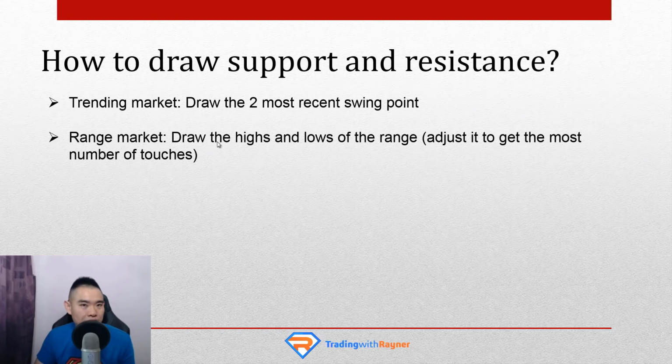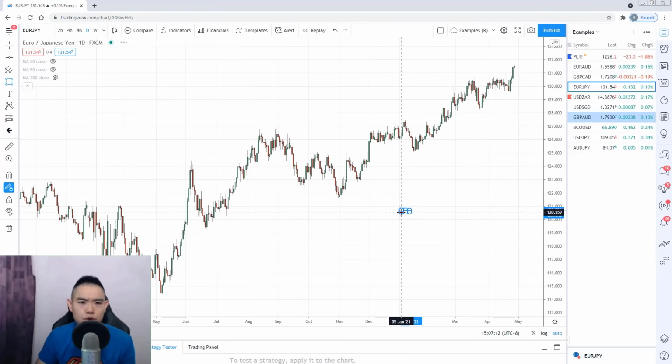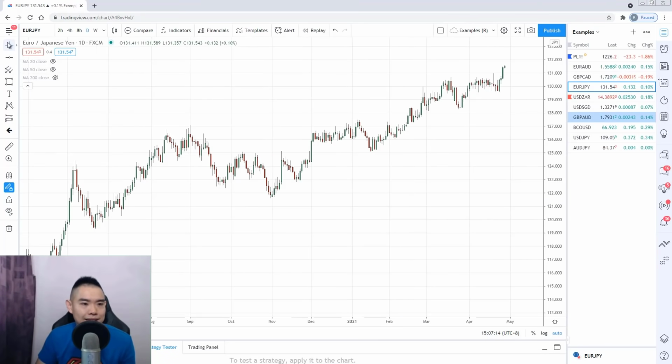On the other hand, if you have a range market, then it's pretty simple. Just draw the highs and lows of the range and adjust it to get the most number of touches. I'll explain that shortly. So let's have a look at a few charting examples. This is Euro against the Japanese yen. This is the daily time frame.